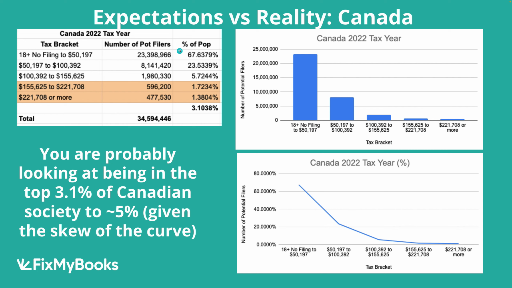This is going to be quite shocking to people, because I know some people that earn $100,000 in Canada, or earn over $100,000, and they don't think that they earn that much money. But if you're looking at a probability basis, what we've got here is the tax brackets, and I've combined the 18-plus no filing with the $50,000 or less, because they're obviously usually in that bracket.